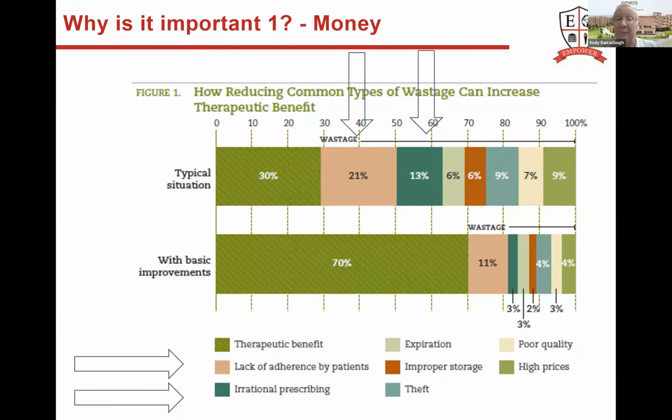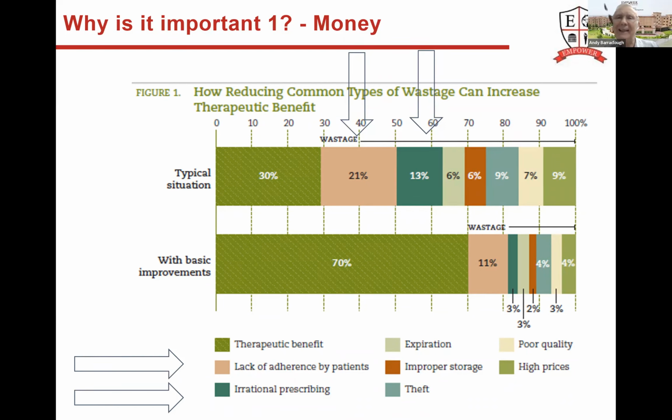But the biggest areas of waste, if you look, is the pink at 21%, which is lack of adherence by patients. And that means the patient doesn't take the medicine, or takes it for 1 or 2 days and then stops. And the second one is irrational prescribing. The patient's not getting the right medicine. So those two areas are a big waste of money.